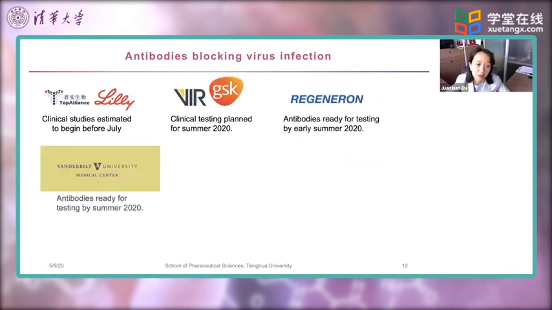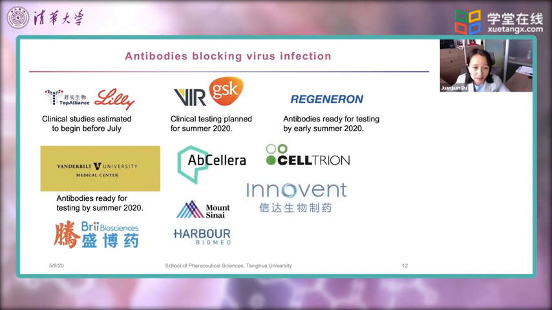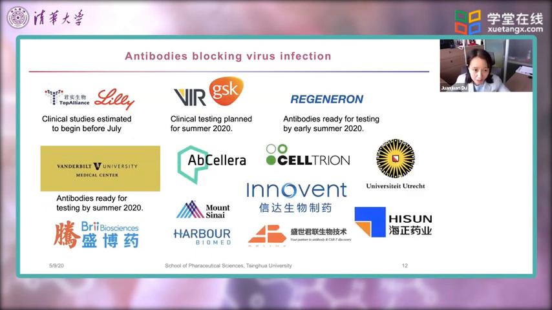But now, hospitals, companies, and academia are working together and putting in a lot of effort to accelerate this drug discovery process for COVID-19. We can see in these slides, there are a lot of companies working on this. And the estimated clinical trials may start as early as this summer. And yeah, so this is the case of neutralizing antibodies.